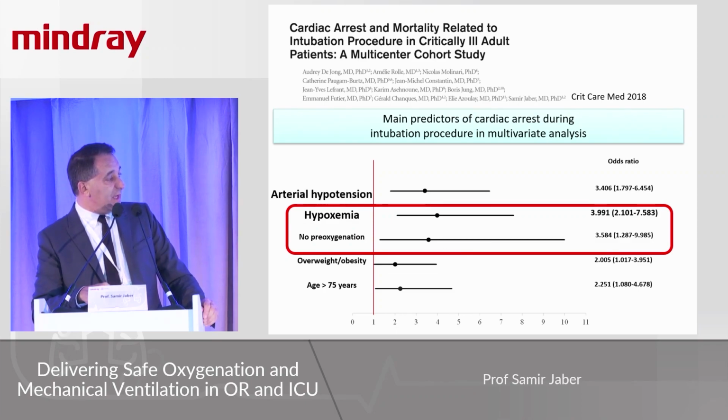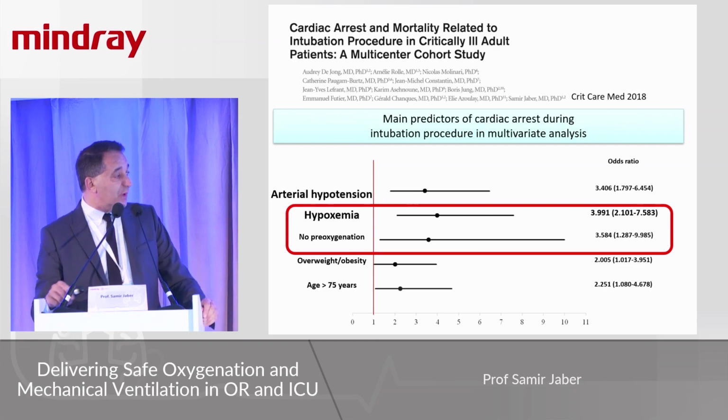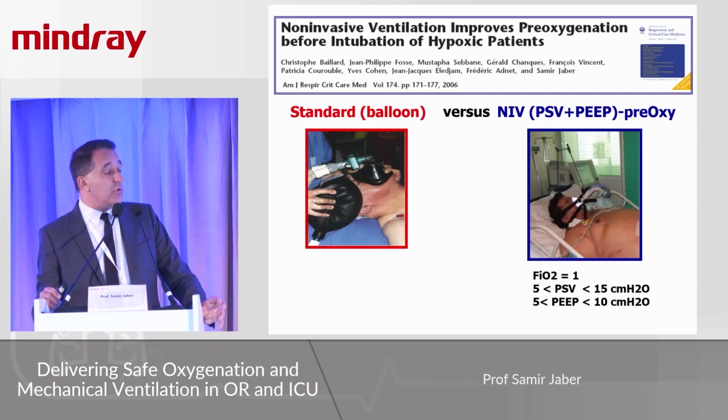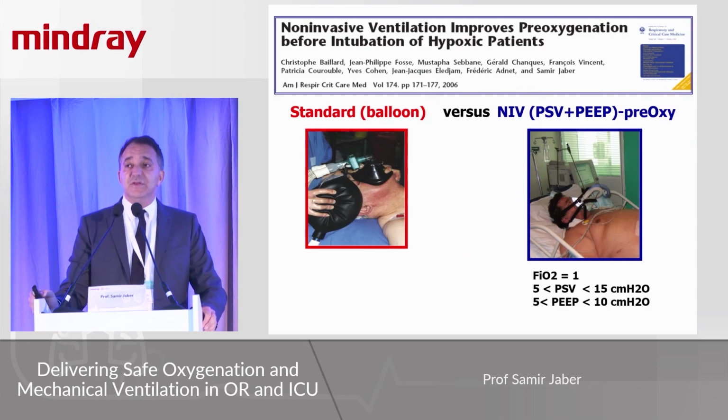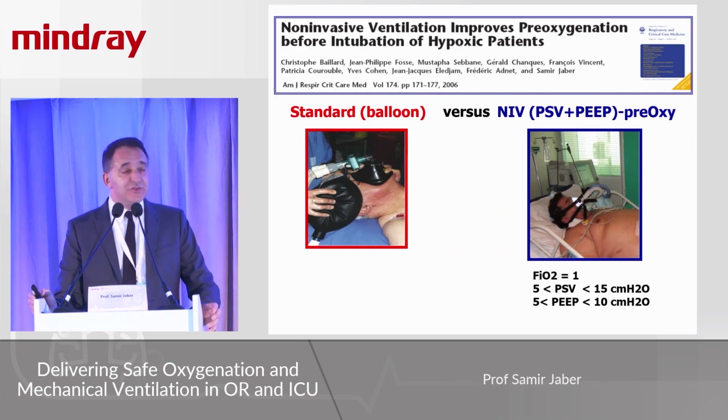It's mainly hypoxemia. As you can see, the odds ratio is around 4. You have four times more risk of cardiac arrest when you intubate a hypoxemic patient in ICU. So optimizing preoxygenation in these patients is really crucial and challenging.